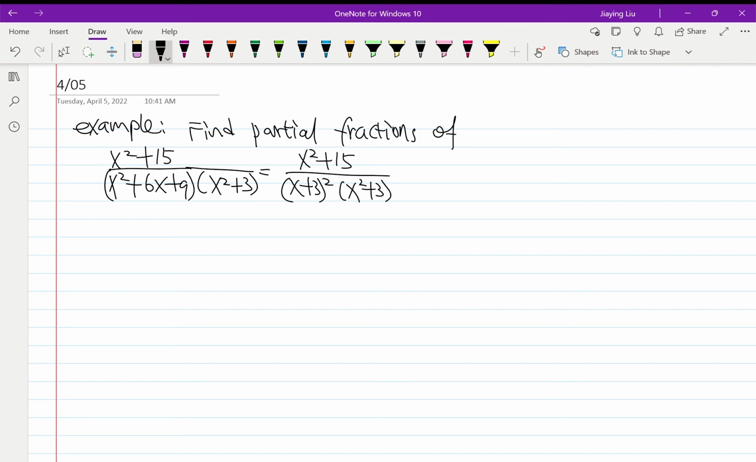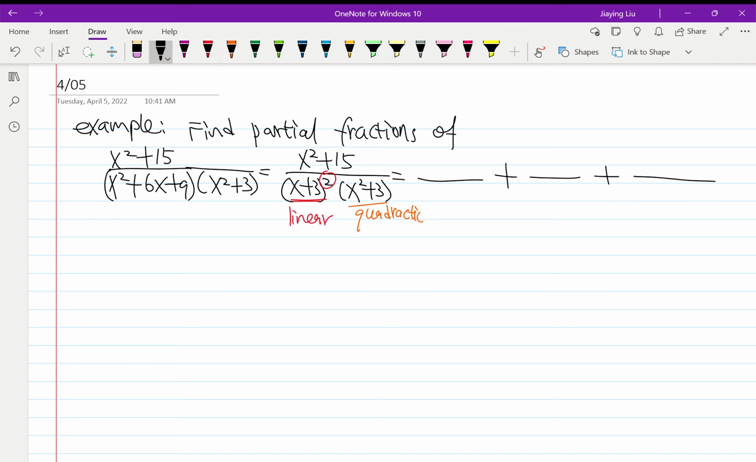From here, we can figure out what partial fractions we can get out of this fraction based on the factors in the denominator. We have a linear factor, x plus 3, but it has a power of 2, so that means we can get 2 simple fractions from that part. And then we also have a quadratic, which cannot be simplified, so we're going to have another fraction just for that factor.